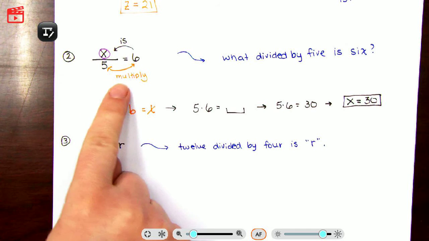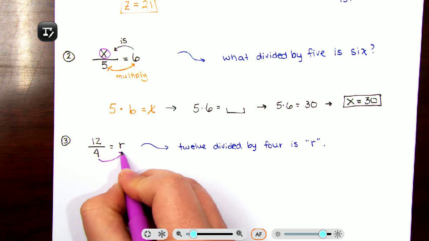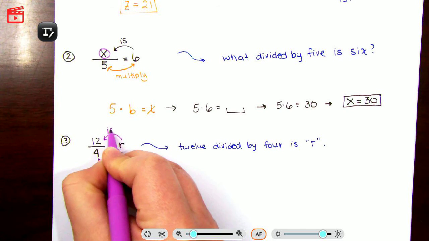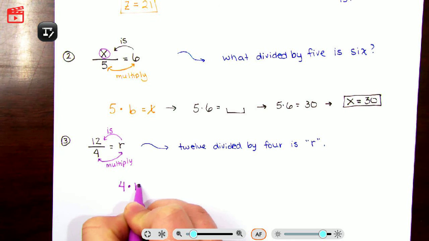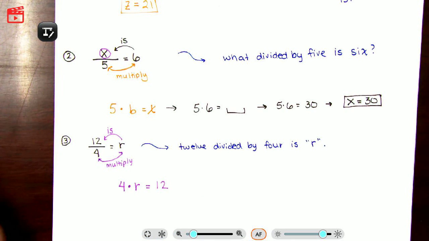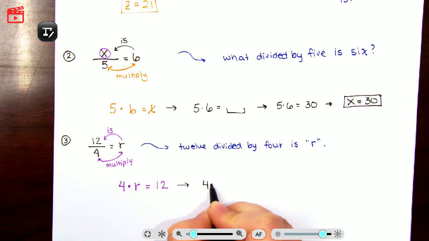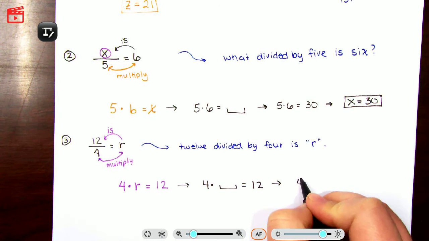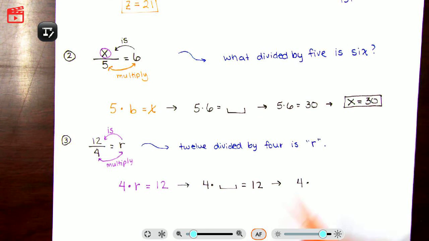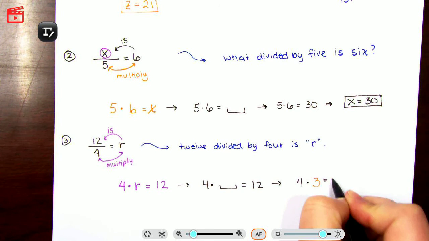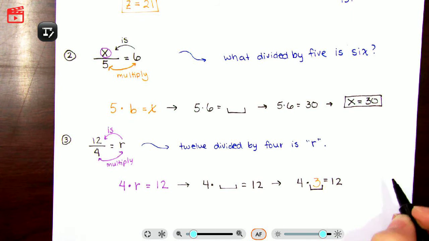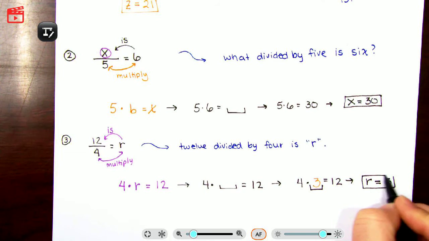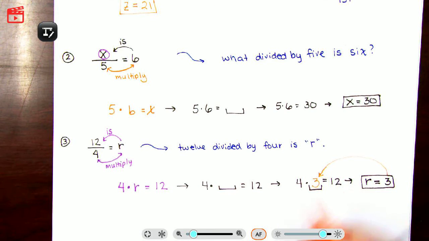Again, we're going to use the same method here. We're going to multiply these two, and then this is our answer. So we're going to say 4 times r is 12. That is the same thing as saying 4 times what is 12. So 4 times 3 is 12. Therefore, our answer for r is 3. And again, this answer came from this number that we plugged in.